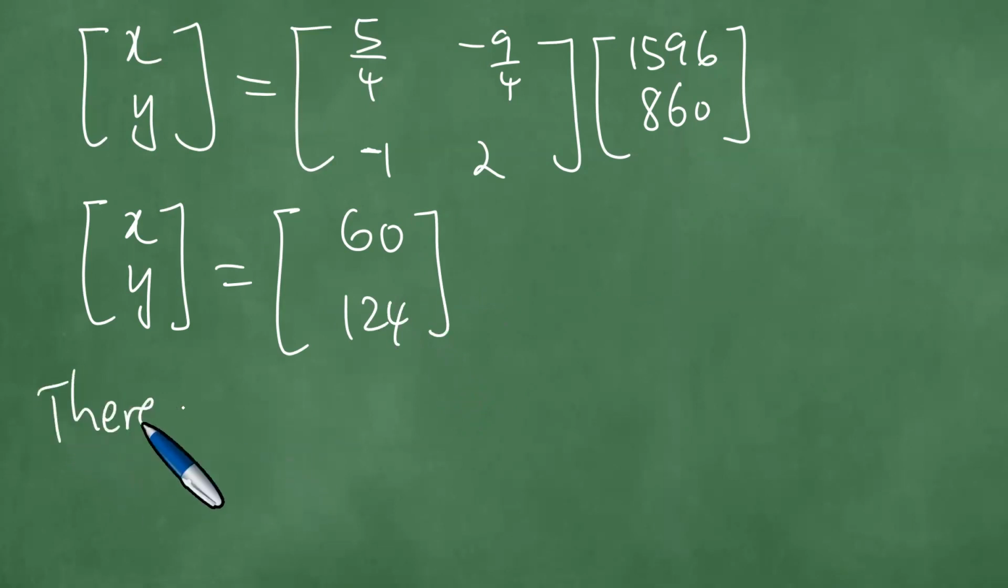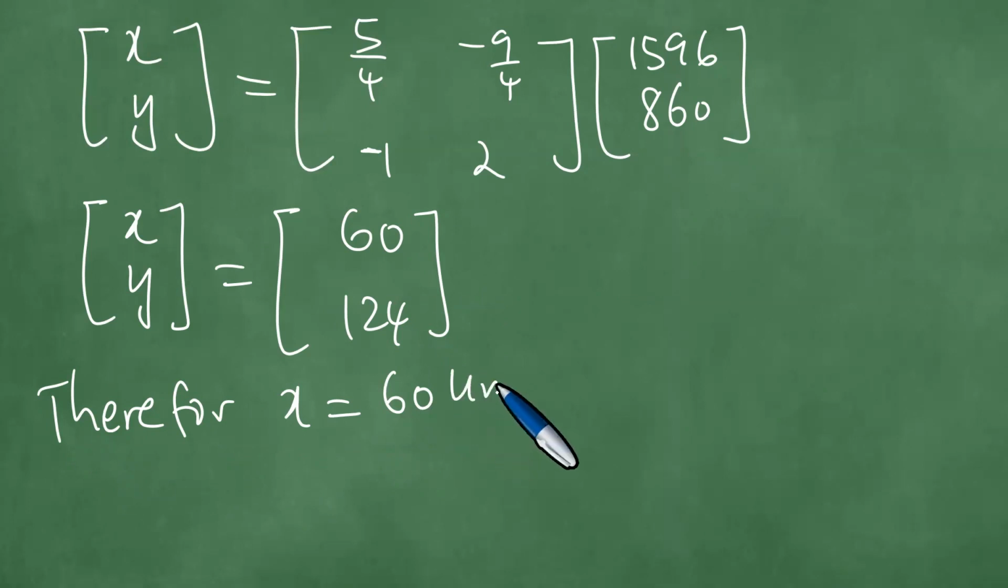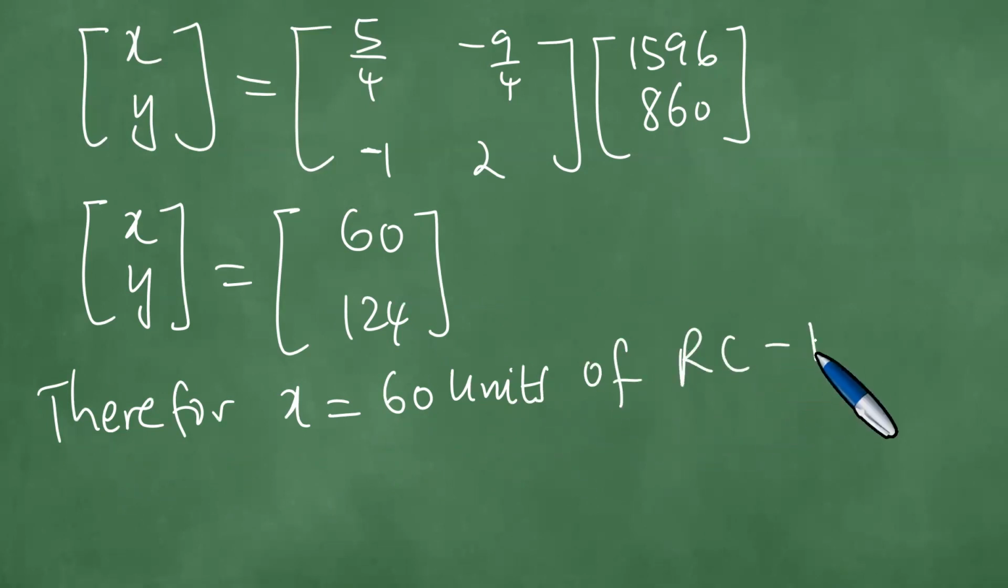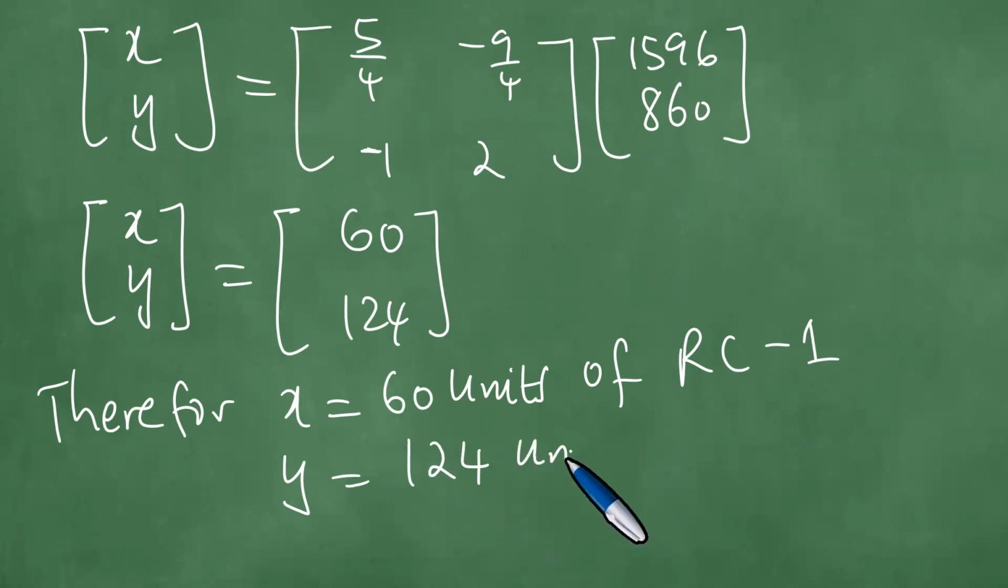Therefore, x equals 60 units of RC1 and Y is equal to 124 units of RC2. And so this is the answer. And we're done with that matrix question.